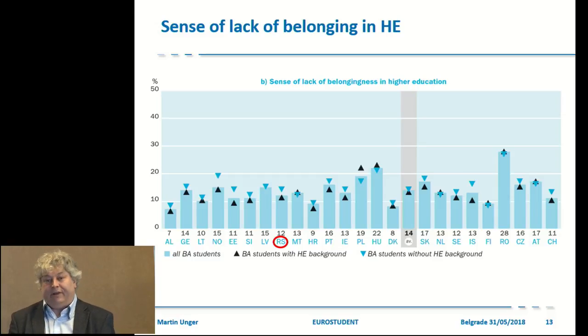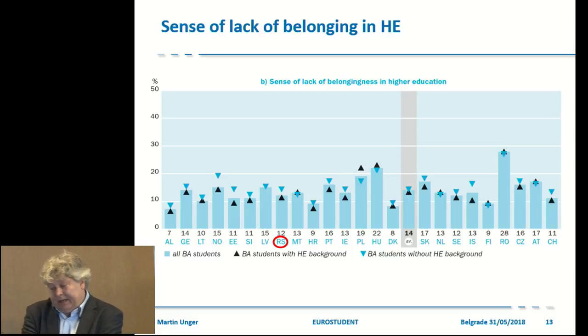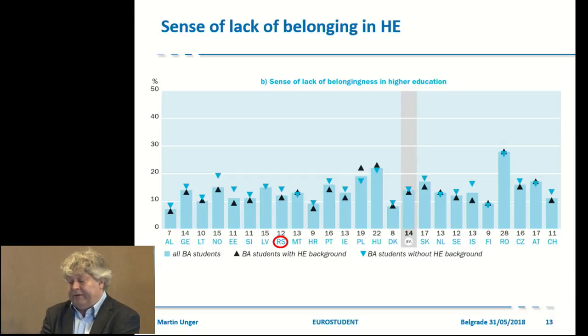Then we also have questions about how you feel at university, and I picked out one here: the students feel there is a lack of belongingness to higher education. It's the wrong place. I should not be here. I do not fit into the system, and so on. And here, Serbia is below the average. The average would be 14% of the students saying this.